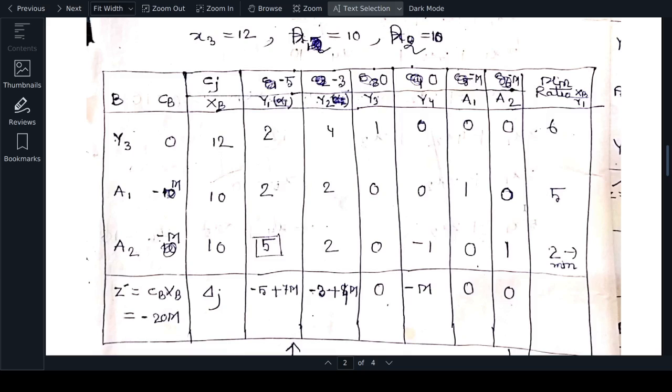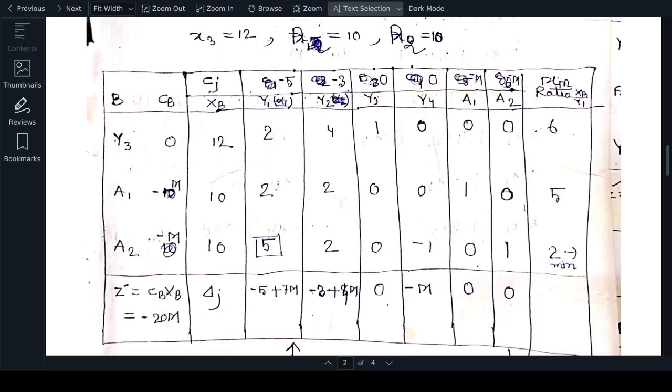If this is the incoming vector, then minimum ratio equals XB by Y1. Same way, 12 by 2 is 6, 10 by 2 is 5, and 10 by 5 is 2. So 2 is minimum, which gives us the minimum ratio row. So A2 is our minimum ratio row, and the pivot element will be 5. Clear? In the second table you will remember the outgoing one will be an artificial variable, meaning A2 is our outgoing vector.